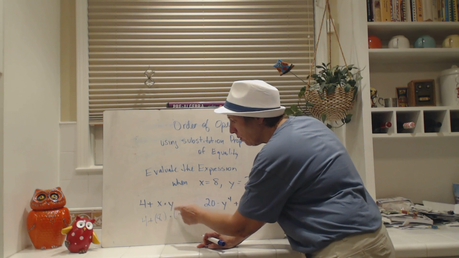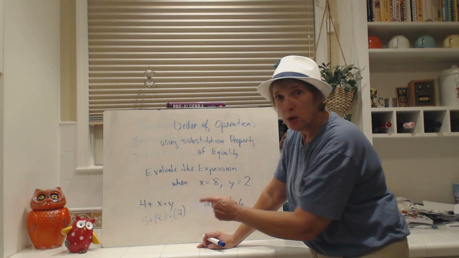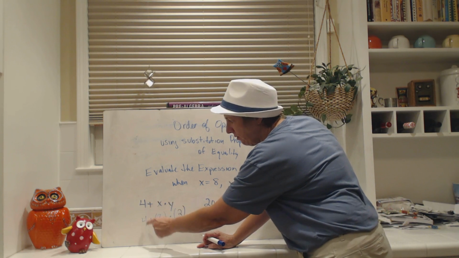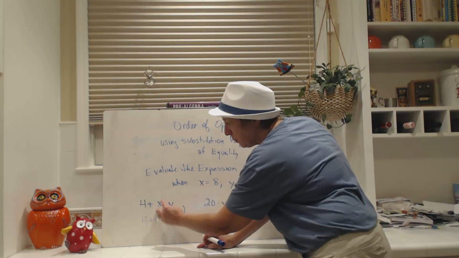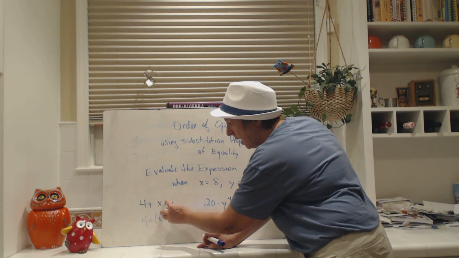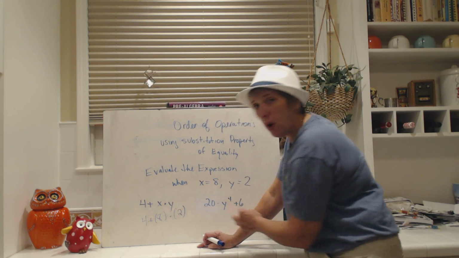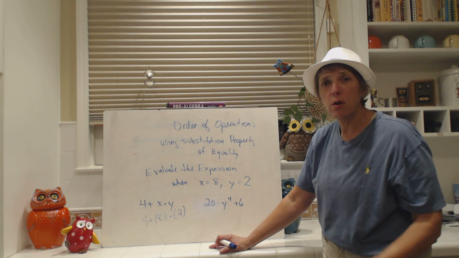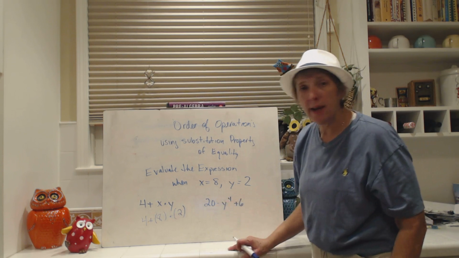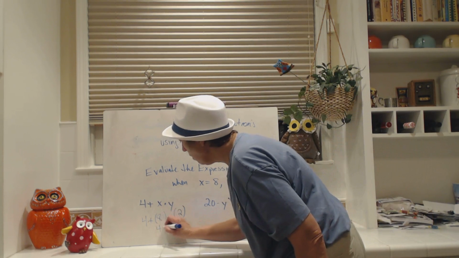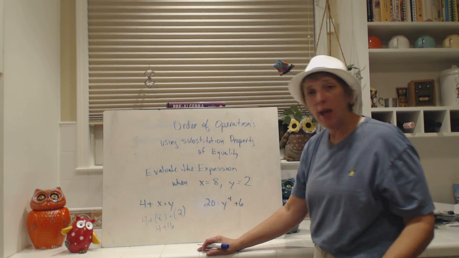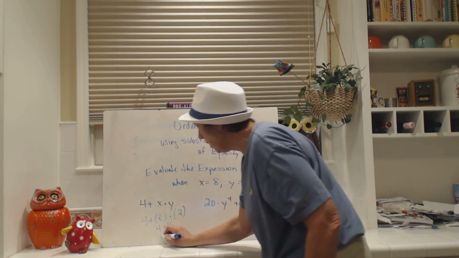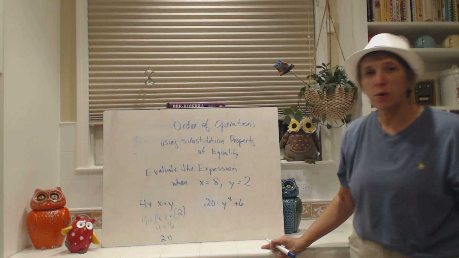When you replace the y with the 2, you write down everything that's there. 4 plus, you put parentheses, put the 8 where the x is, times, you put a 2 where the y is. Now you do order of operations. What do we do first? That's right. We multiply 8 times 2. So we get 4 plus 16. And then we add, 4 plus 16 is 20. Perfect.